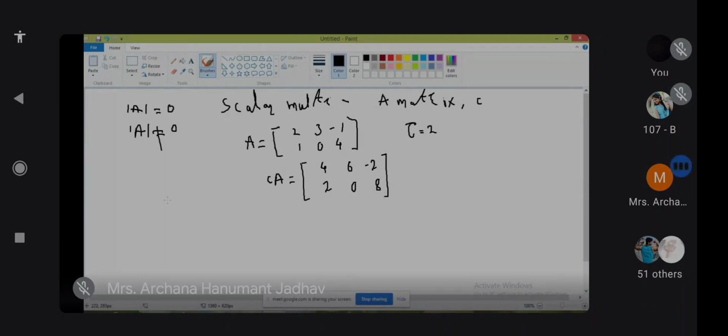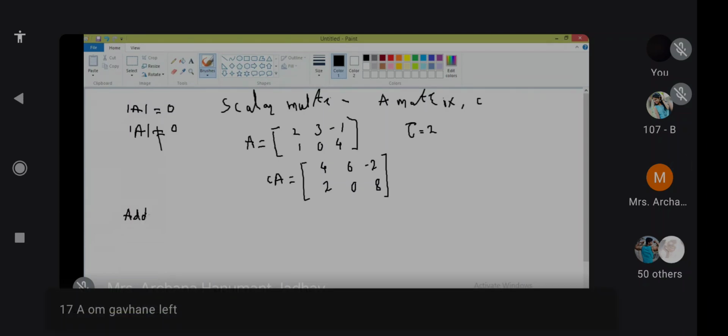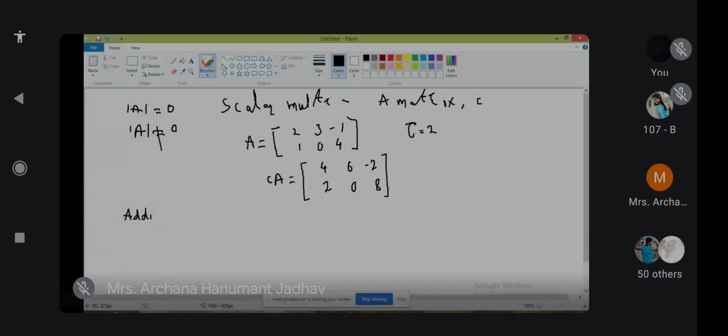Next one, addition of two matrices. How to add two matrices?